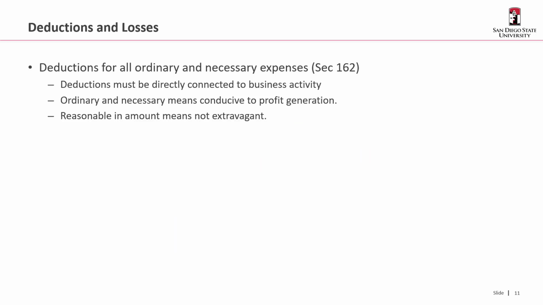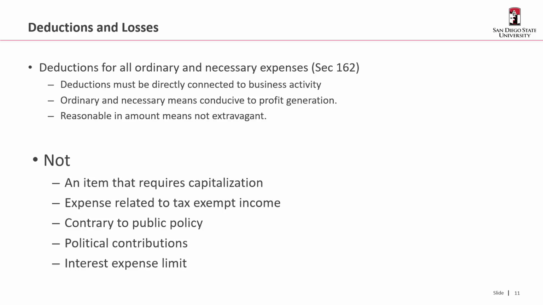Okay, so now that we've seen how that reporting system functions, let's talk about these business deductions. And effectively, the same rules apply under 162 as 212 with respect to these general concepts. So we can apply the rules interchangeably between the two. So deductions must be directly connected to a business activity. They must be ordinary and necessary and conducive to profit generation. And they must be reasonable in amount. And reasonable amount means not extravagant.